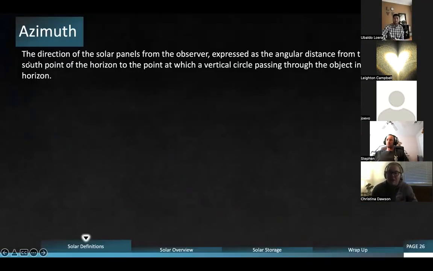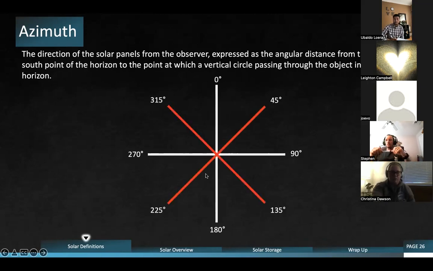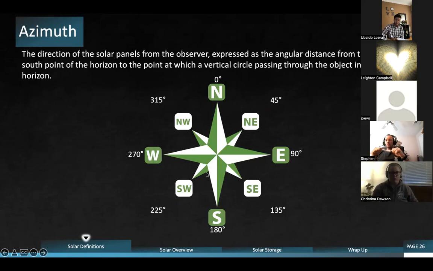So here's a very complicated definition. I'm going to make it simpler. Azimuth is the direction of the solar panels from the observer, expressed as a singular distance from the north or south point of the horizon to the point at which the vertical line passing through an object intersects with the horizon. So this would be the center for the observer. We have 0, 90, 180, 270. Then we have the points in between. This looks kind of familiar, right? It's a compass.